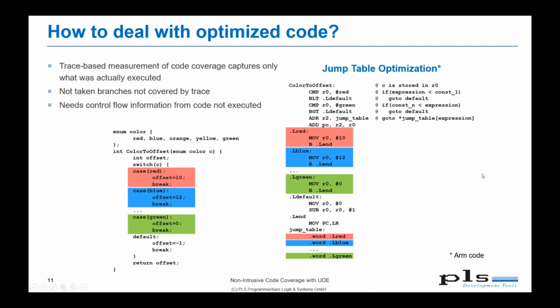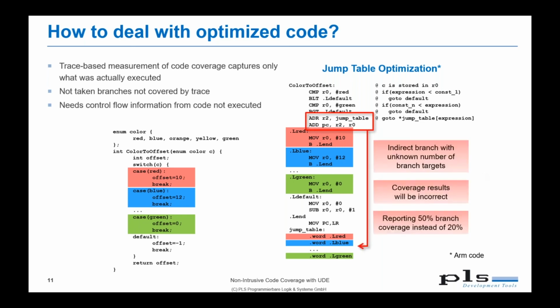So as a result of this, we have only this indirect branch here. It looks a bit strange because it's ARM code in this case, but you see that you change the PC here, and you jump with this address to one of these entries in the jump table.